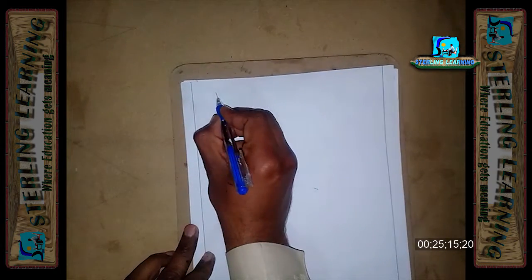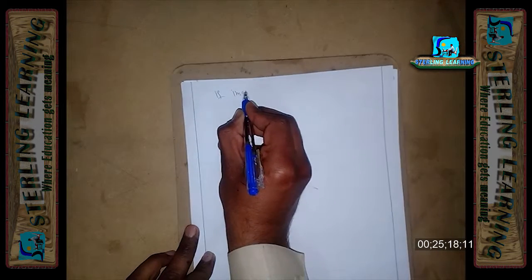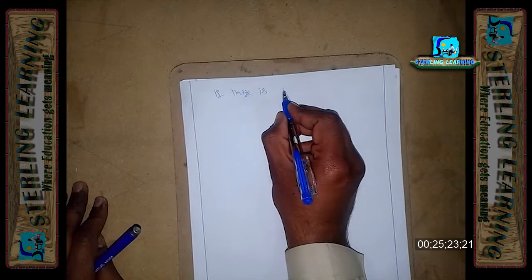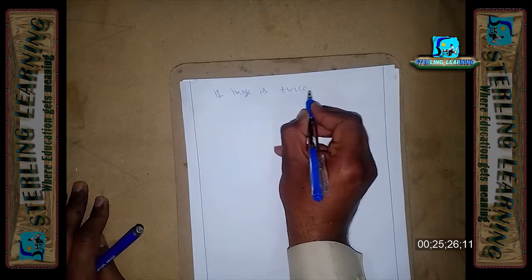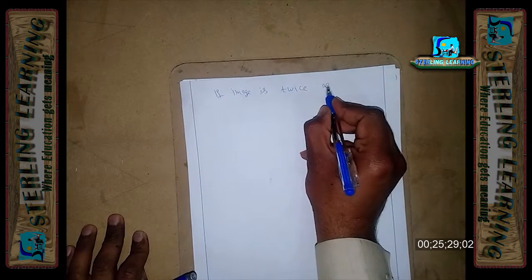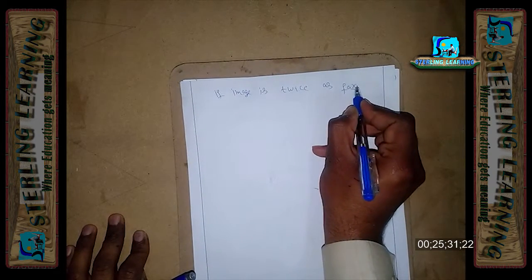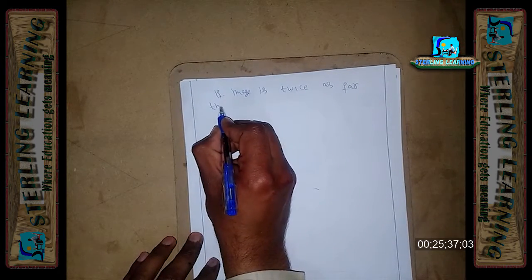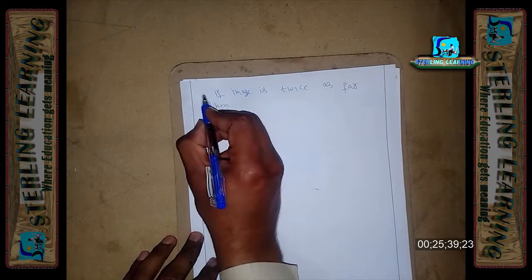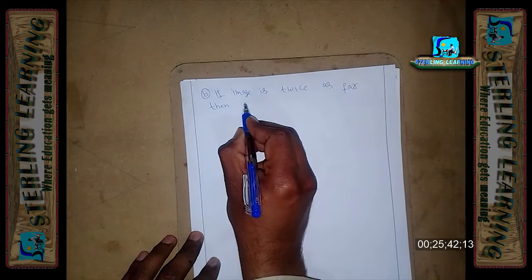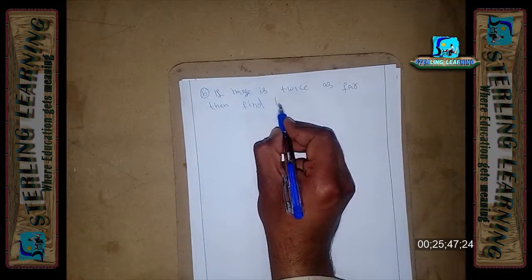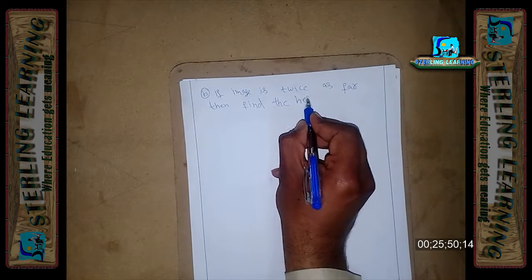And second is, if the image is twice as far, then find the height of the object.